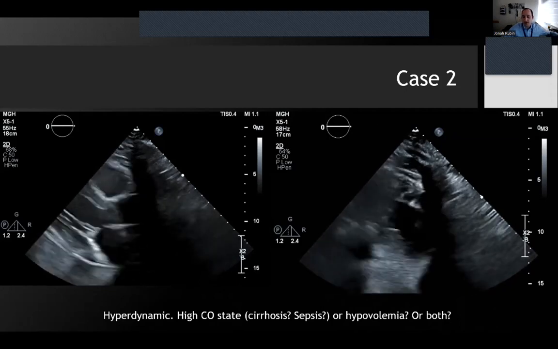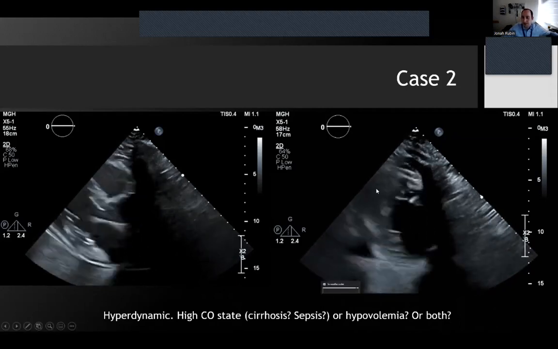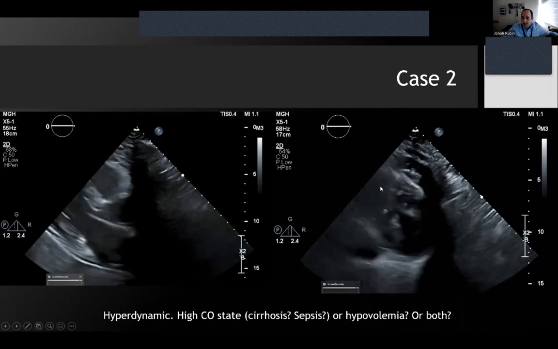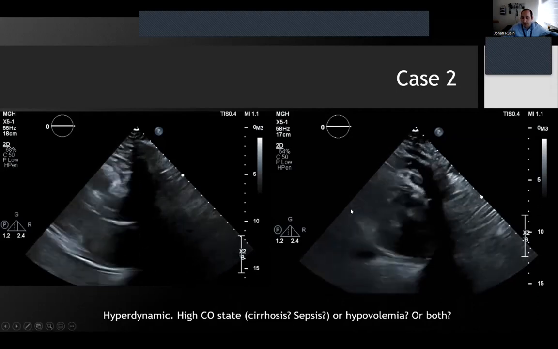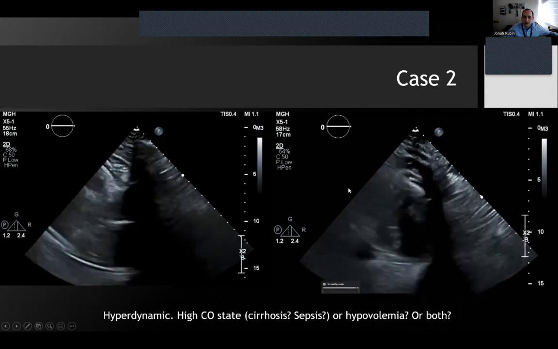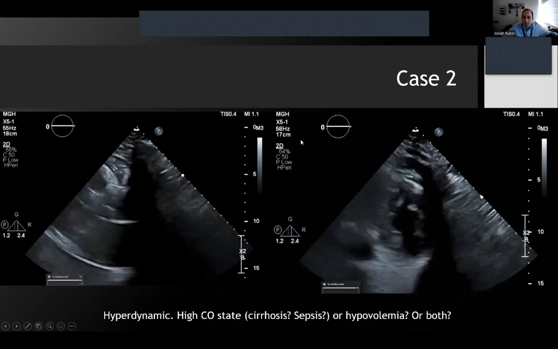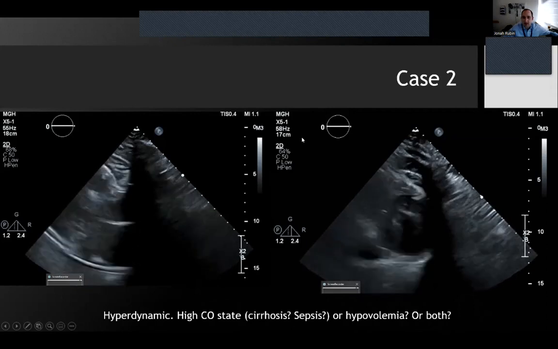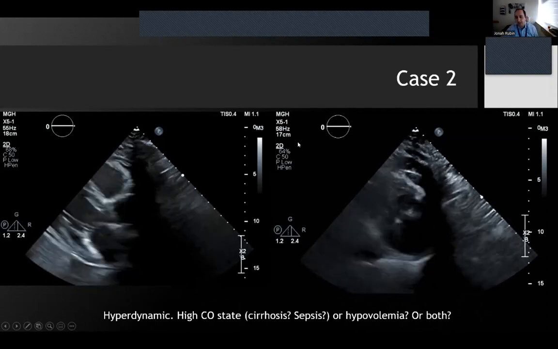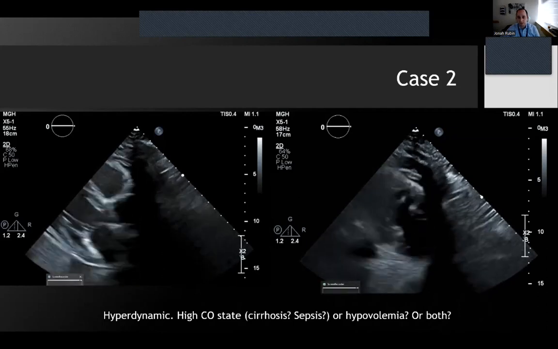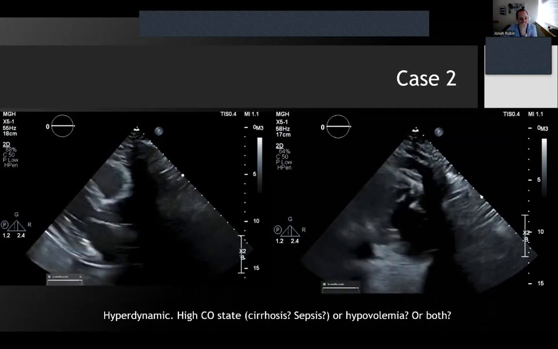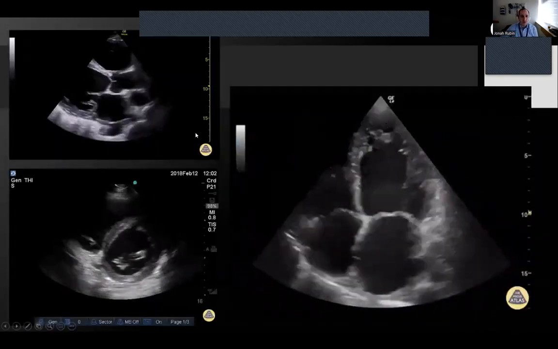And this could be a high cardiac output state. That could be cirrhosis, sepsis, could also be hypovolemia. Right? Maybe not hyperdynamic, but maybe just volume down. And that's going to be a topic for another day, which we will cover: assessing or teasing apart hypovolemia and hyperdynamic. Exactly. Those are all the features that you would look at on these views to assess LV function. In the interest of time, I'll just walk us through the remaining cases.